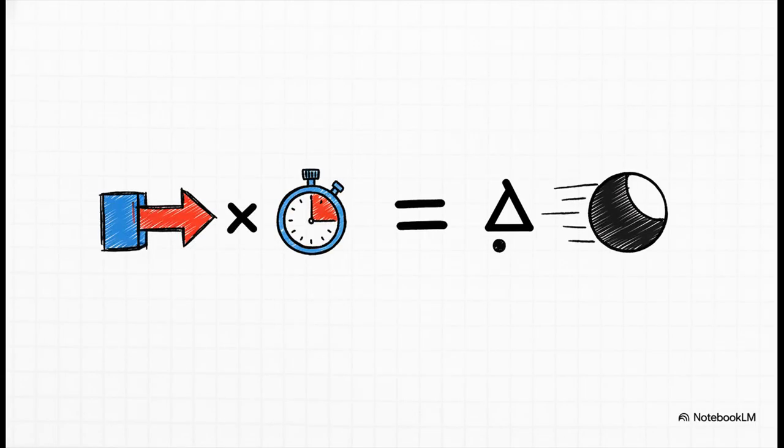So we end up with this amazing equation. Force multiplied by time equals the change in momentum. This is called the impulse-momentum theorem, and it is incredibly powerful. It ties together force, time, mass, and velocity all in one neat package. And this is the secret to understanding how to survive a collision.